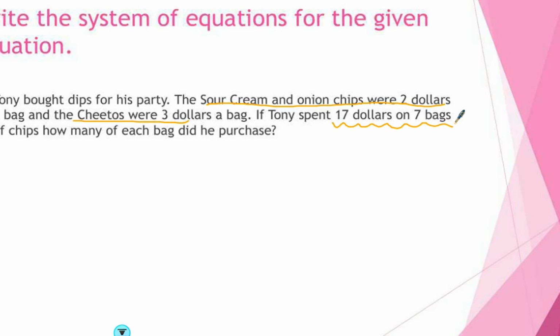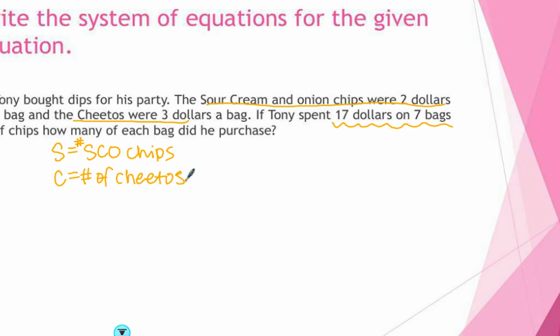One, remember that your money goes with money. We practiced a word problem very similar to this the other day. So I'm going to do the money part. I'm going to use S. That's going to represent the sour cream and onion chips, the SCO chips. Really, that's the number of them. And then C for Cheetos, the number of Cheetos.